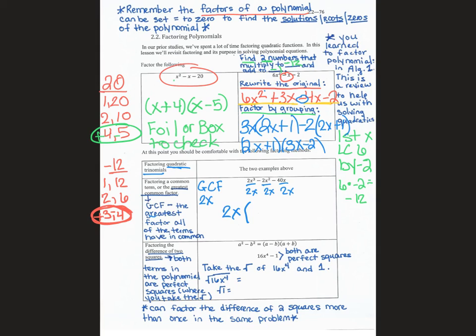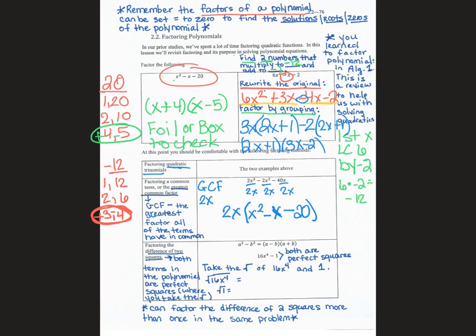2 divided by 2 is 1. X cubed divided by x is x squared. Remember, when we are dividing with exponents, we subtract the exponents. So 3 minus 1 is 2. Minus 2 divided by 2 is 1 again. And then x, 2 minus 1 is 1. And then minus 40 divided by 2 is 20. And then x divided by x is 0.